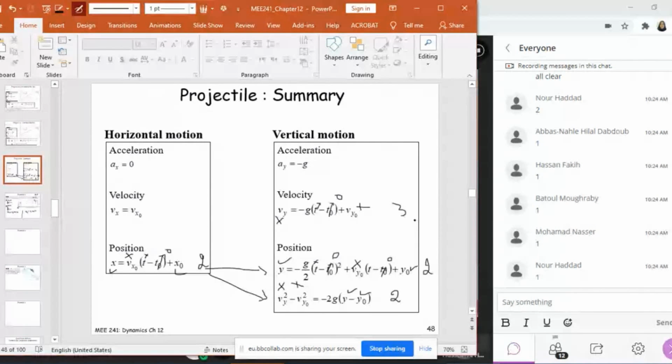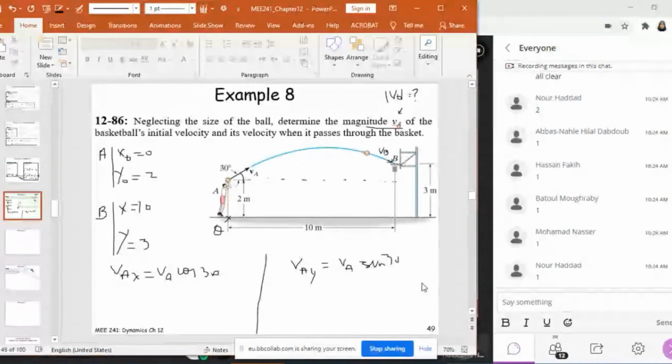So guys, what I'm going to do is to choose this equation with this equation, because if I choose this equation with this equation, I'm going to have another third unknown, which is Vy. So I'm not going to use this system. I'm going to use this equation with this equation. All right? So let's write down these two equations.